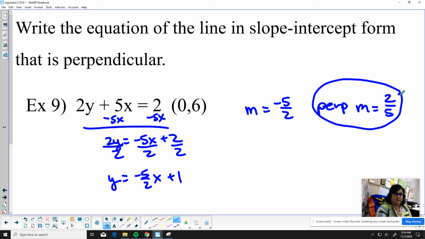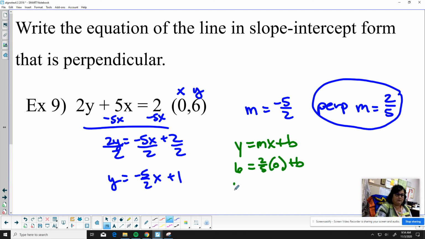So that's the one I want to use. I want to use the 2/5 because I'm looking for the perpendicular line that goes through 0, 6. So 0 is x and 6 is y. So if I use the generic slope intercept formula, 6 would go in for y, m is 2/5, and x is 0. So 6 is B because that just cancels out because it's 0. So my final answer then is y equals 2/5 x plus 6.